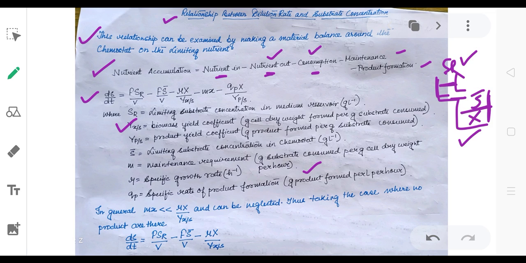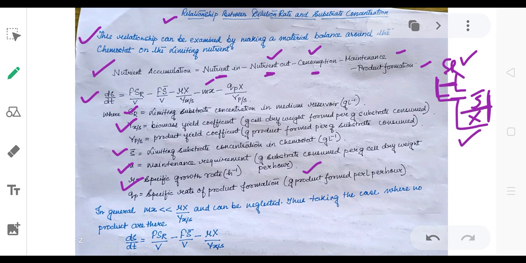Next comes the maintenance rate. So we have completed SR, S, Y(X/S), and μ. Next comes your m. What is m? m is the maintenance requirement, in gram substrate consumed per gram cell dry weight per hour. So per cell per hour, how much substrate is being consumed for maintenance. That will also be multiplied by X, because maintenance contributes to sustaining the cells, so the cell concentration has to be related to the maintenance requirement.